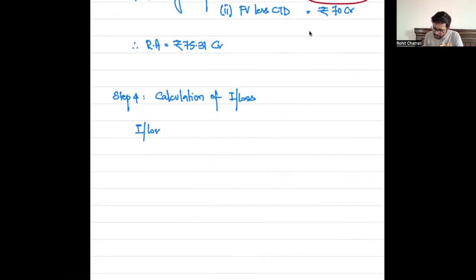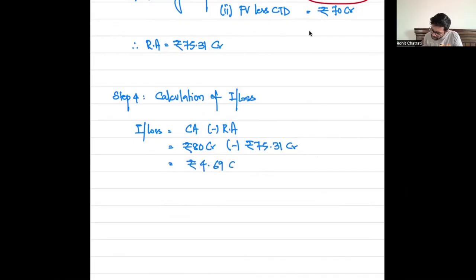carrying amount less recoverable amount. Carrying amount is rupees 80 crores less rupees 75.31 crores, which would be equal to, I think, rupees 4.69 crores. So impairment loss will be 4.69 crores. This impairment loss will be reflected in the statement of profit and loss as an expense, and the asset's value, we are now bringing it down from 80 to 75.31.